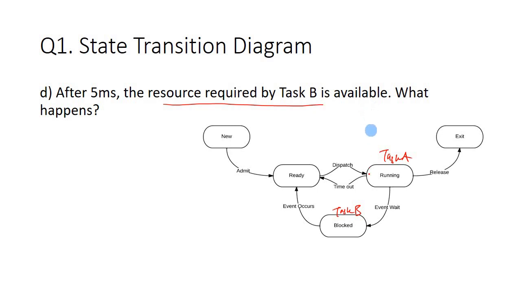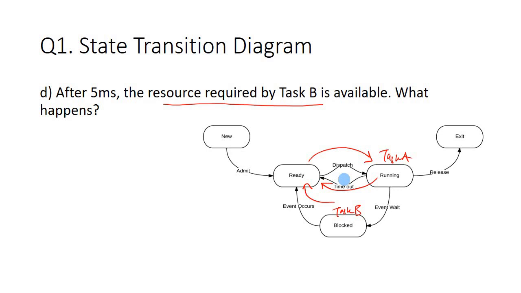Okay, so what will happen is task B will now transition from the blocked state to the ready state. Once it's in the ready state, the scheduler will come in to see if task B is higher priority than task A, which is the case. Then task B will transition to the running state, while task A will switch over to the ready state.